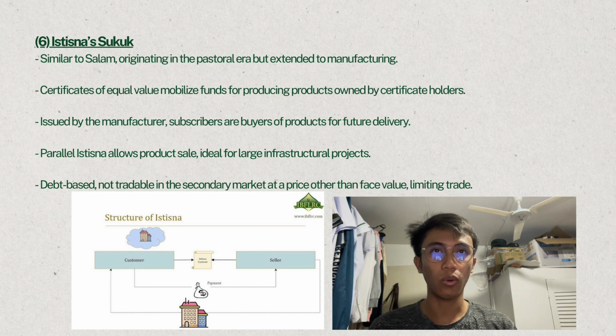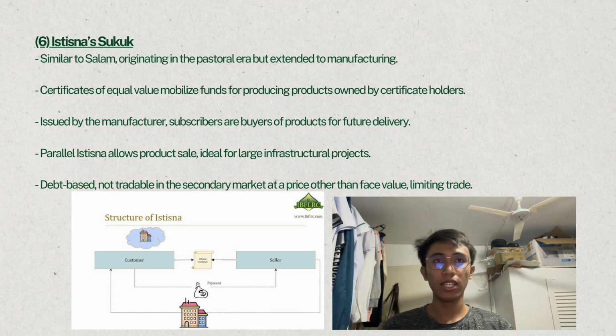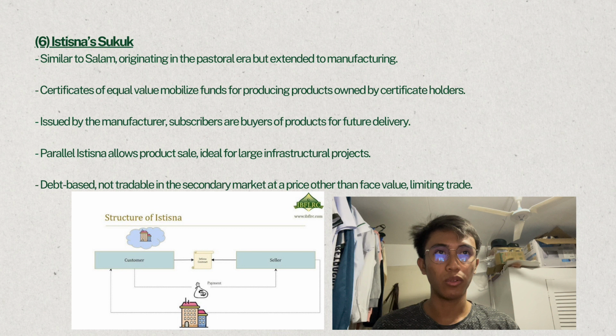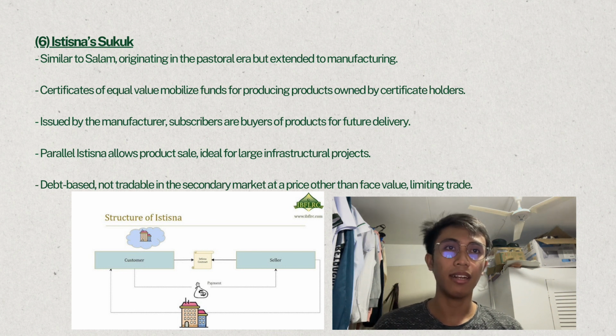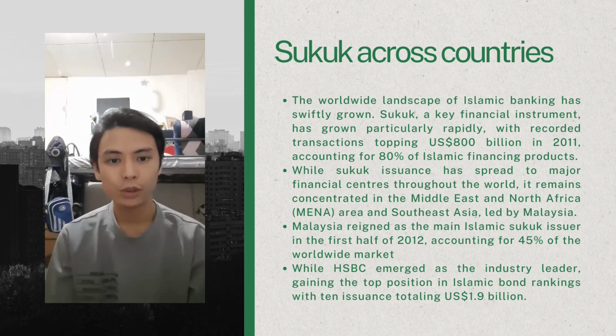Next is istisna sukuk. Similar to salam, istisna sukuk originates in the pastoral era but extended to manufacturing. Certificates of equal value mobilize funds for producing products owned by certificate holders. The certificate is issued by the manufacturer. Subscribers are buyers of products for future delivery. Parallel istisna allows product sale and it is ideal for large infrastructural projects. This sukuk is debt-based, meaning it is not tradable in the secondary market at a price other than face value, limiting trade.